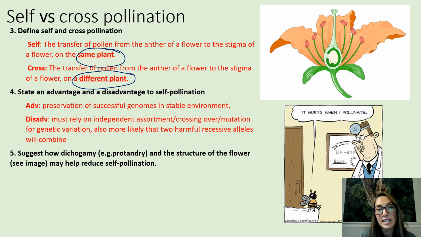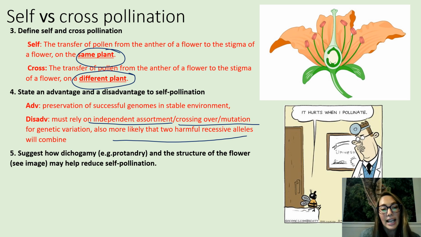So the only things that are going to generate genetic variation are things like crossing over, mutations, or independent assortment. Another thing is basically inbreeding. So it's reproducing with itself. So you're more likely to have two harmful or recessive alleles combining, producing a non-beneficial kind of phenotype in that offspring.